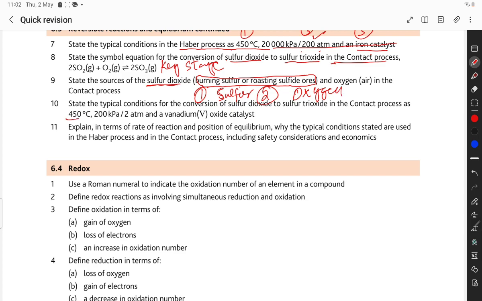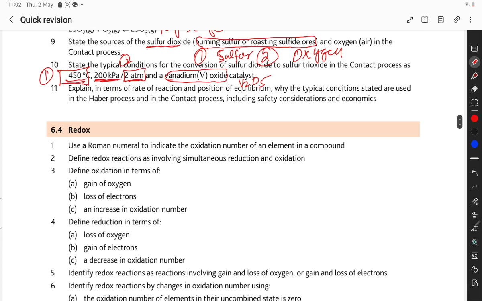And these are the conditions: 450 degrees centigrade temperature, 200 kilopascal or 2 atm. Write down 2 atm, just 2 atm, and 450 degrees centigrade, and vanadium(V) oxide as a catalyst. The formula of vanadium oxide is V2O5, and this is commonly asked by the examiner in the first question: which oxide is used as a catalyst in the contact process or in making sulfuric acid. This is very important.